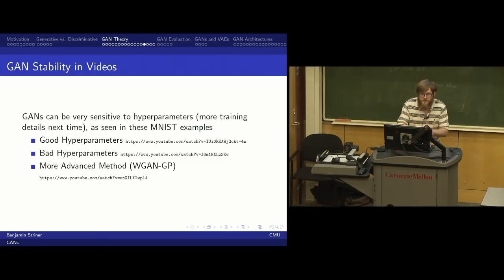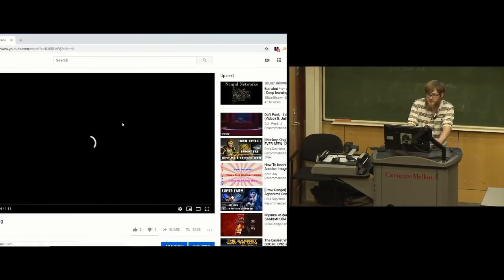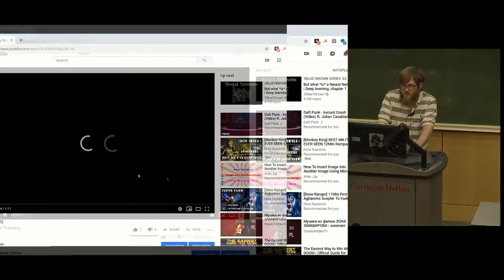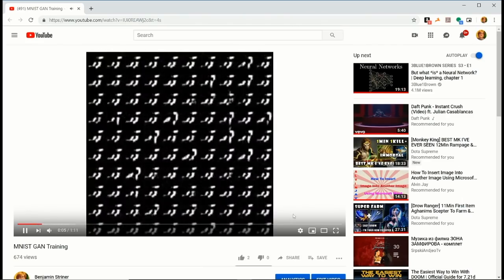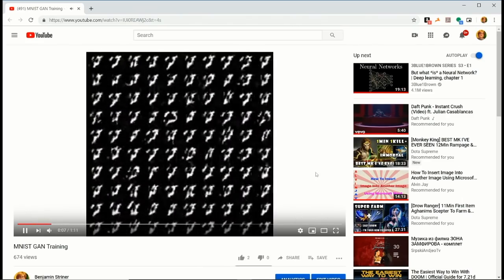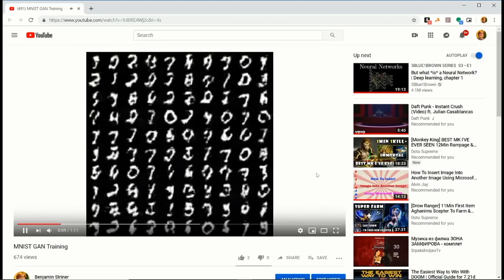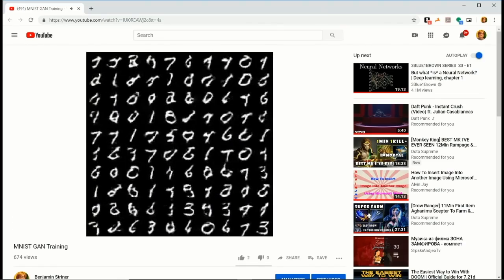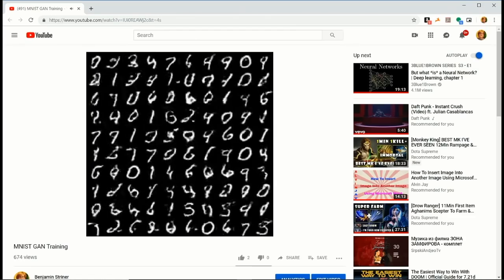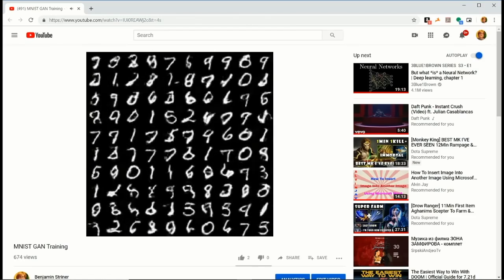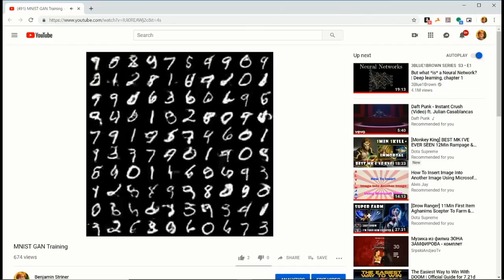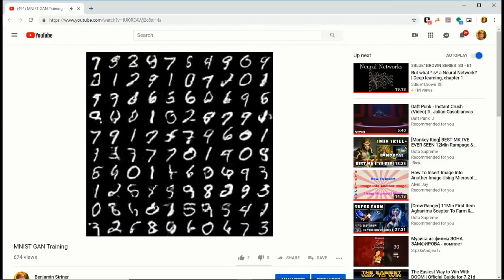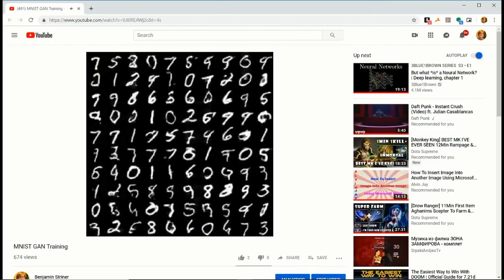And hyperparameters also have a large effect. So here's a quick demonstration of what GAN training looks like in practice, assuming that loads. This is just generating random data, and it's slowly converging, and it pulses back and forth. This is the original style of GAN, and it's trying to learn what the MNIST data set looks like, and eventually it slows down, but it doesn't hit it perfectly.